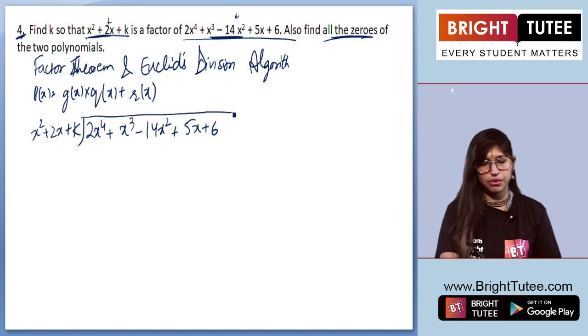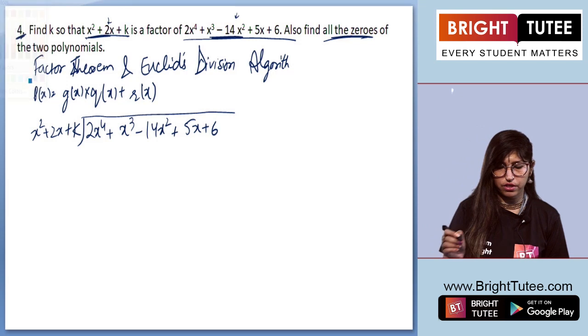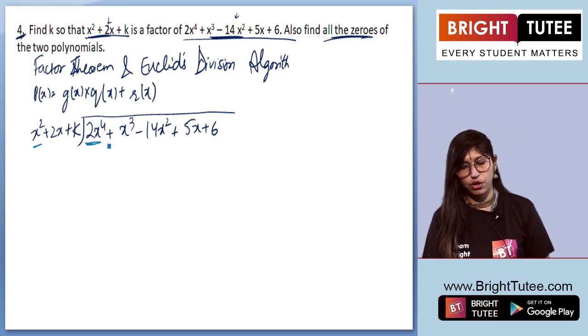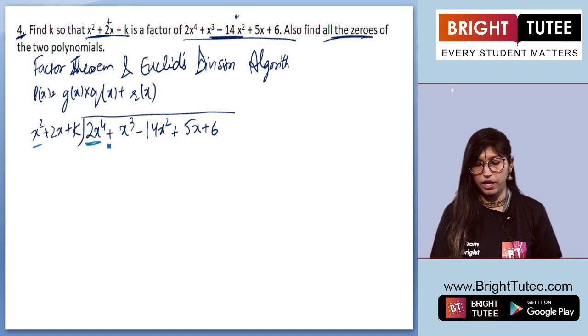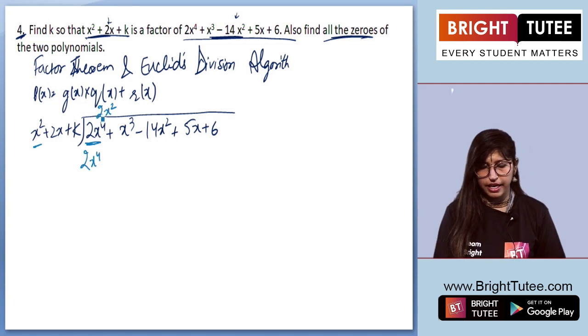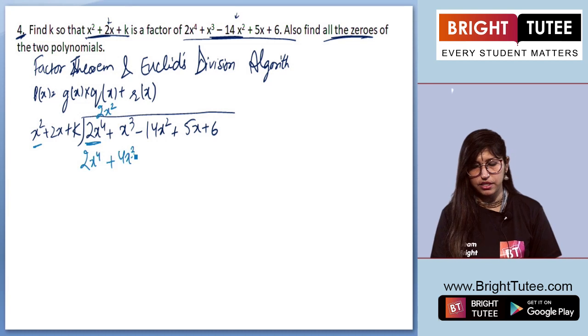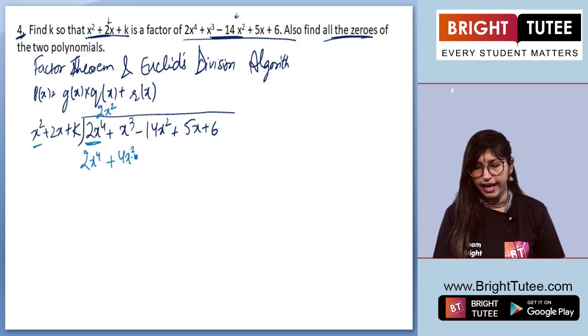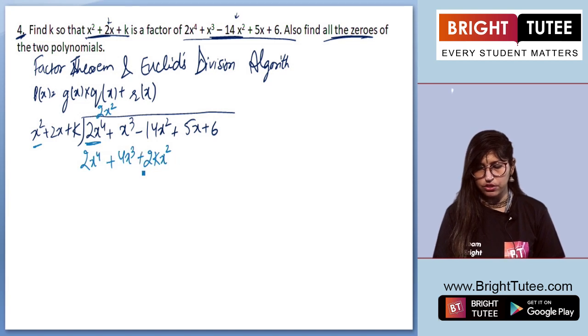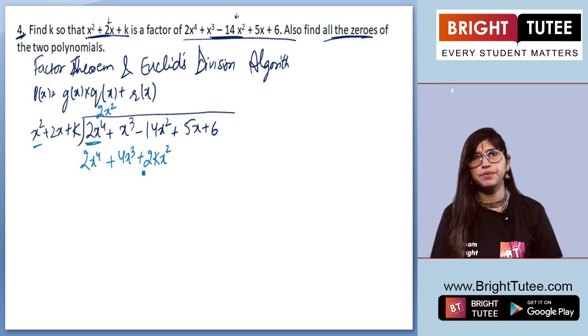We'll start with x square and 2x^4. If we divide 2x^4 by x square, we'll be getting 2x square over here. So I'll be writing 2x^4. Now 2x into 2x square is 4x cube, so I'll be writing 4x cube right here, plus 2kx square over here.